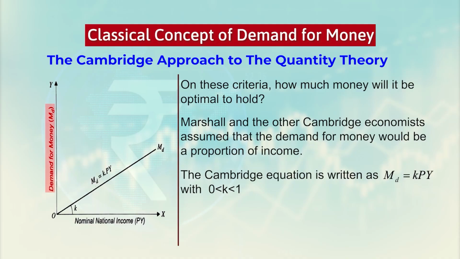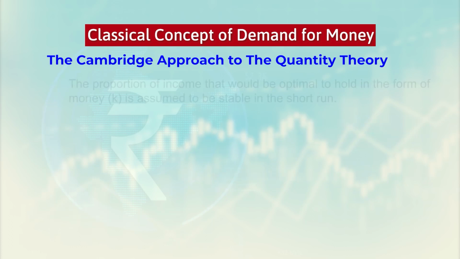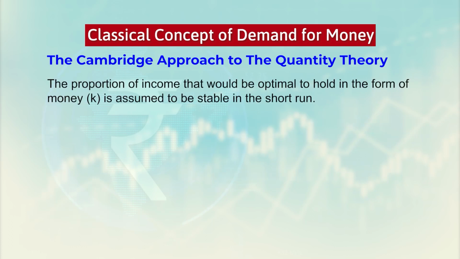If the total income of the economy is 1 lakh, then maybe a fraction of 1 lakh is kept by the people for transaction purpose. This is the demand for money. And as we know, as the income goes up, we have a positively sloping line with K as a fraction that is going to be kept as money for transaction purpose. So the proportion of income that would be optimal to hold in the form of money is assumed to be stable in the short run. This is what the Cambridge School said.